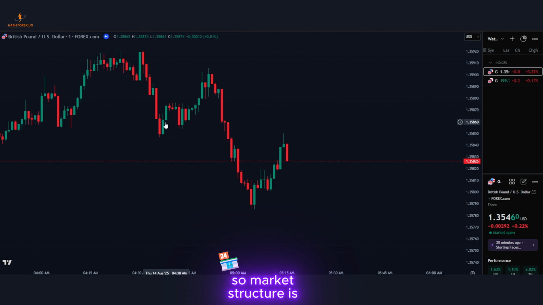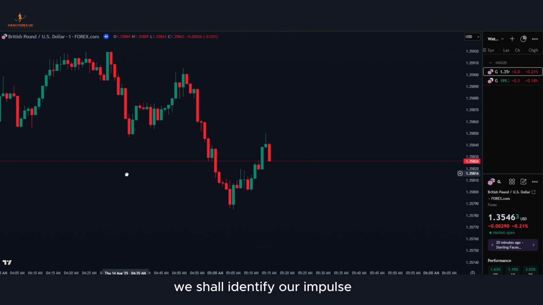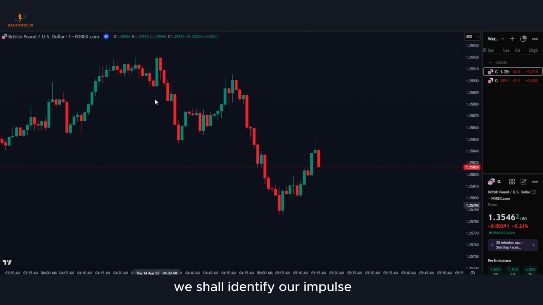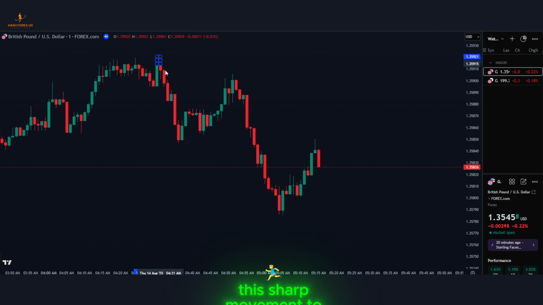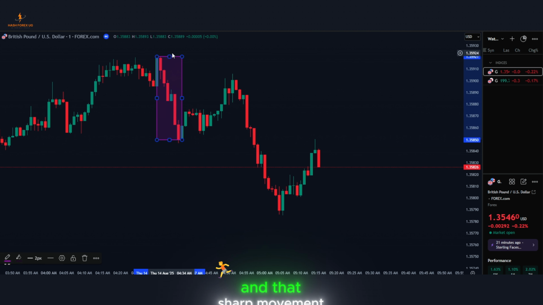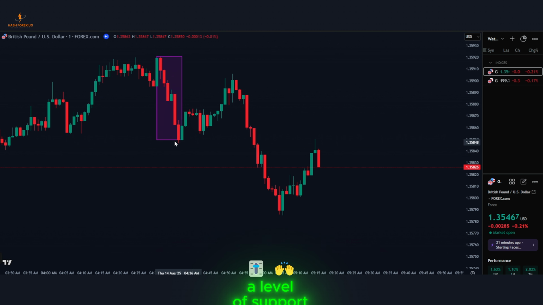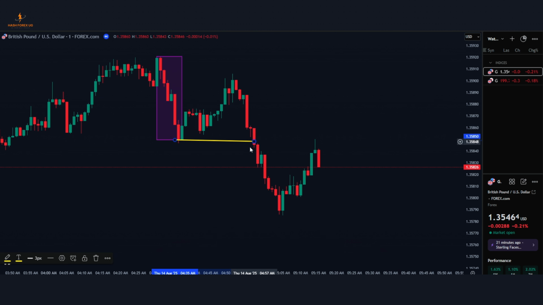So, market structure is always the backbone of our strategy. Using market structure, we shall identify our impulse, this sharp movement to the downside, and that sharp movement to the downside is creating a level of support. Having that level of support, it is giving us a pullback.